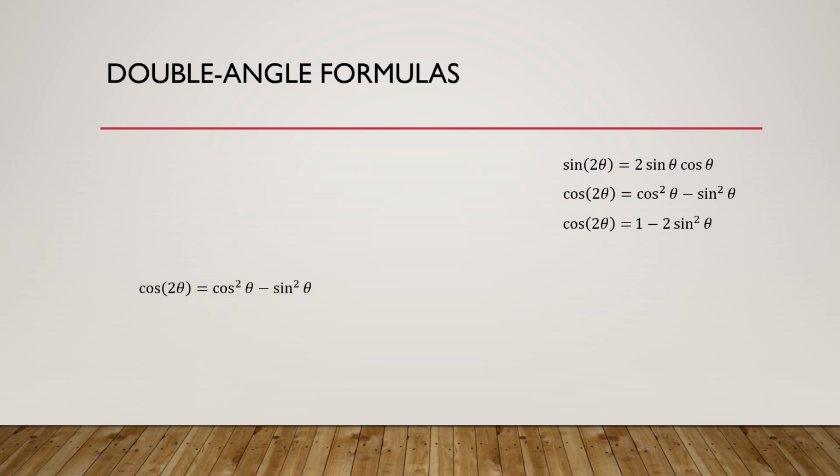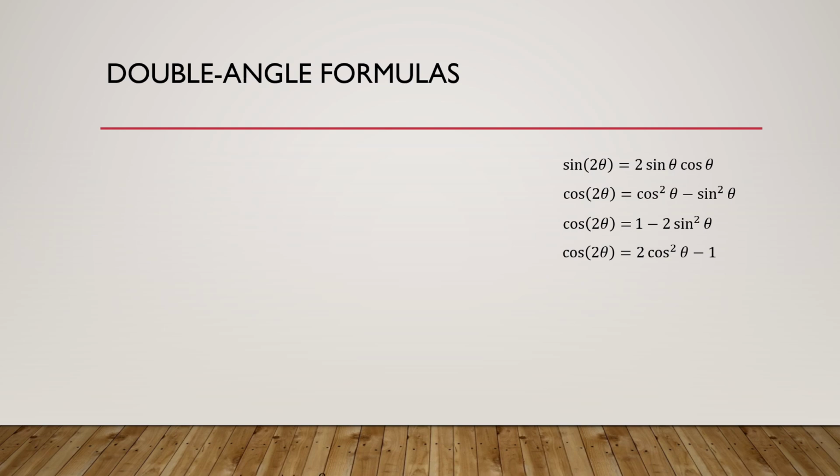If instead we add and subtract cosine squared theta, and again combine sine squared theta plus cosine squared theta to equal 1, we arrive at the identity cosine 2 theta equals 2 cosine squared theta minus 1.